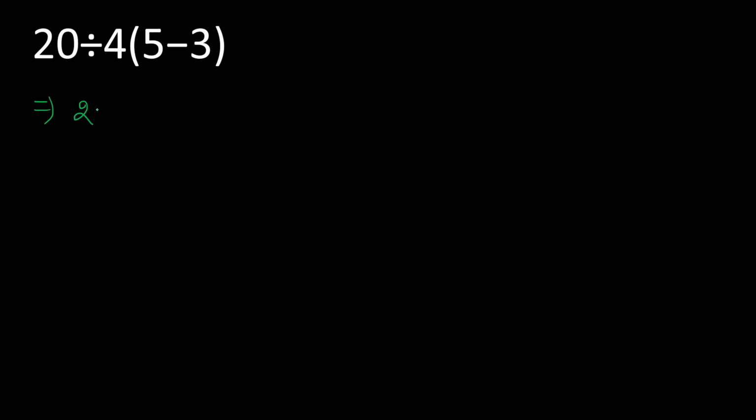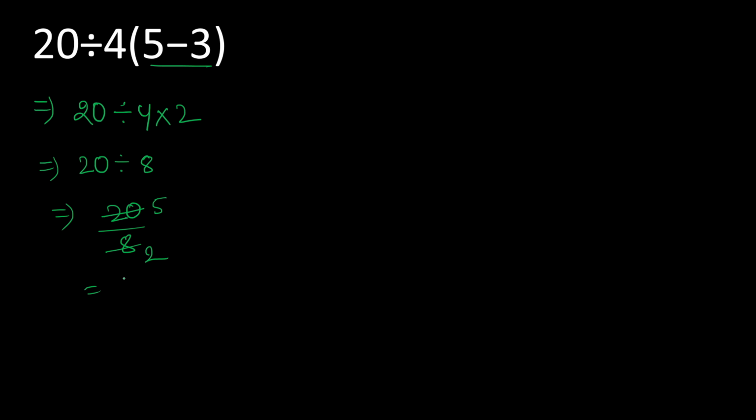Now many are solving like 20 divided by 4, 5 minus 3 will give result like 2, and 20 divided by 4 times 2 that is 8, and they will write like 20 divided by 8, cancel with 4, that is 4 times 2, 8, and 4 times 5, that is 20, and here 5 by 2 can be written as 2.5. Okay, so do you think this is the right way?